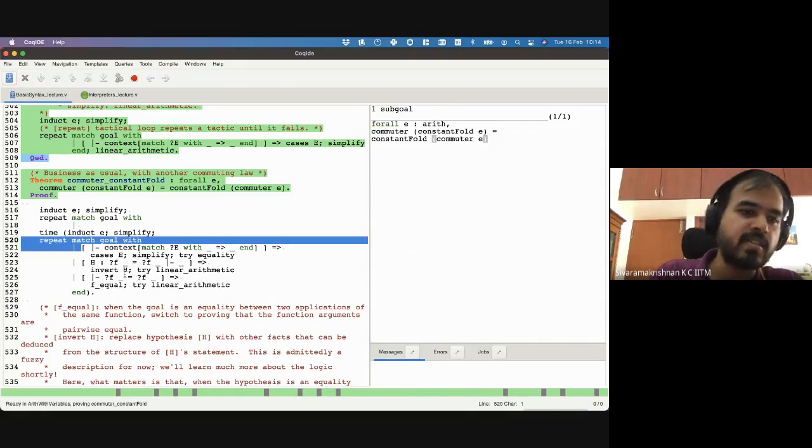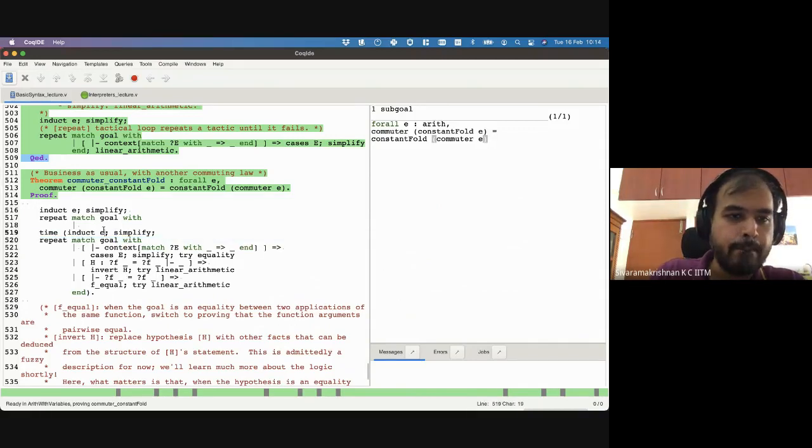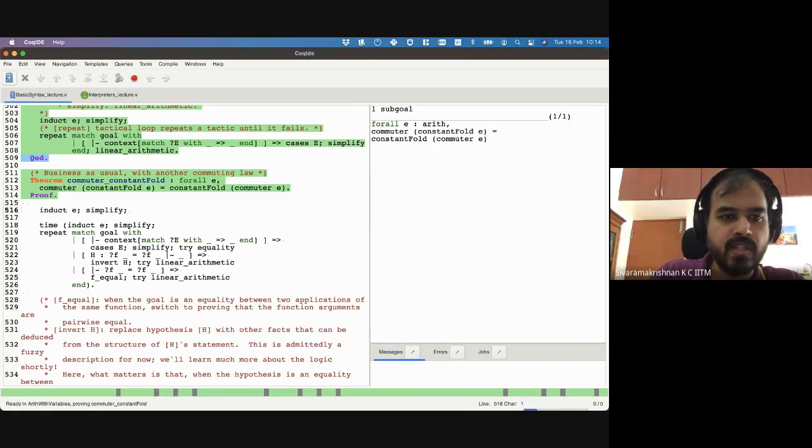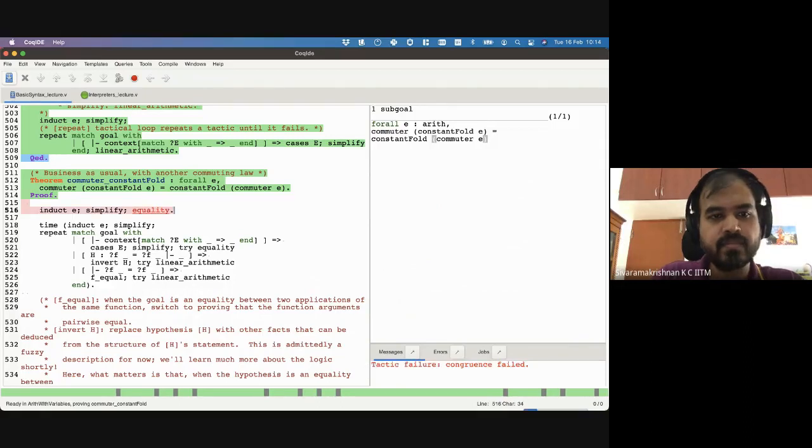Actually, let's try this. Before we move on to this, let's just try the simple one. For each of the goals, apply equality. This doesn't work. It says tactic failure, congruence failed, because equality is not applicable for all of the subgoals. So equality will hard fail. A hard failure is like, I just can't prove it, so I'm going to indicate a failure.